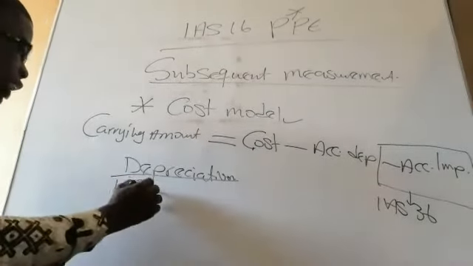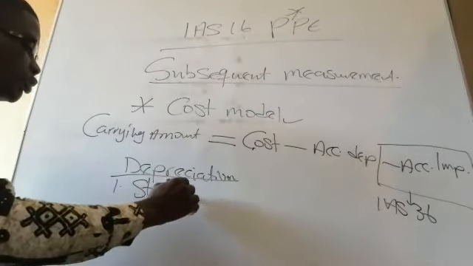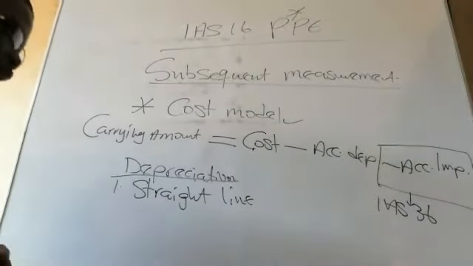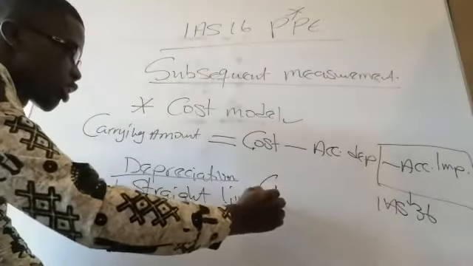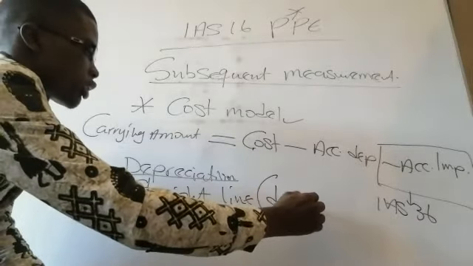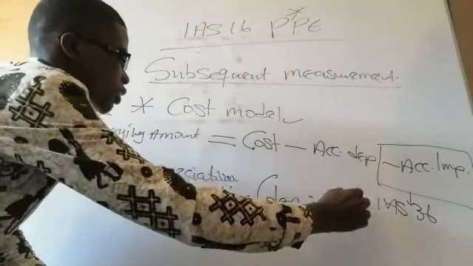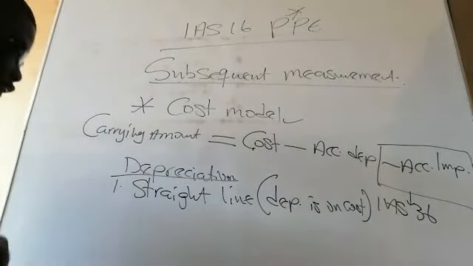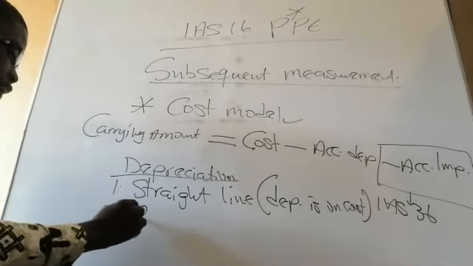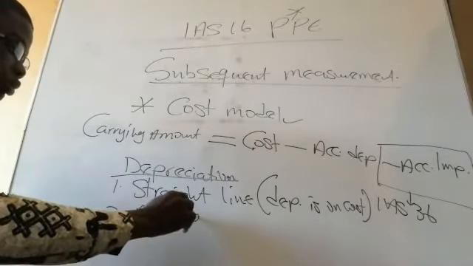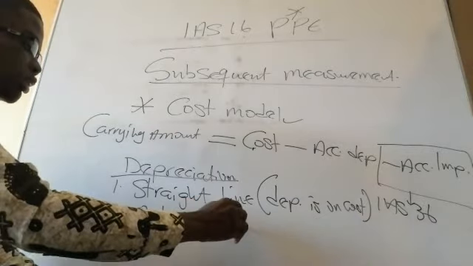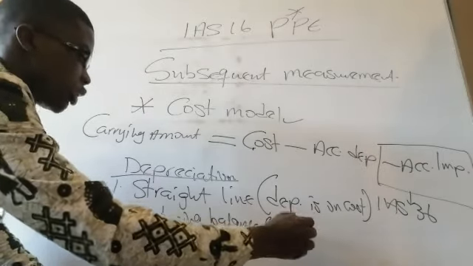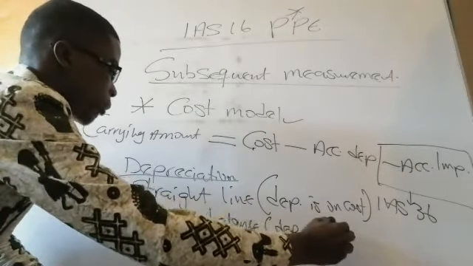Great. So, the straight line method, or equal installments. Your depreciation is on cost. That's another term for it. Depreciation is on cost. So two, reducing balance. Your depreciation is on net book value, or current amount.